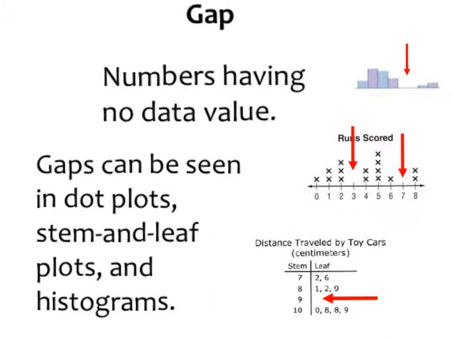Where there are areas of the graph that don't have data, we call those gaps. Gaps are values or numbers that don't have data recorded in the graph. Gaps can be seen in dot plots, stem and leaf plots, and histograms. And again, there are examples here on the screen. Those arrows are indicating where there are gaps in the data.